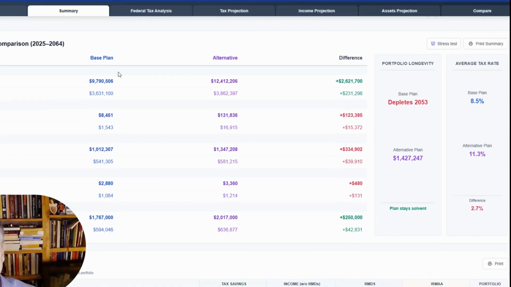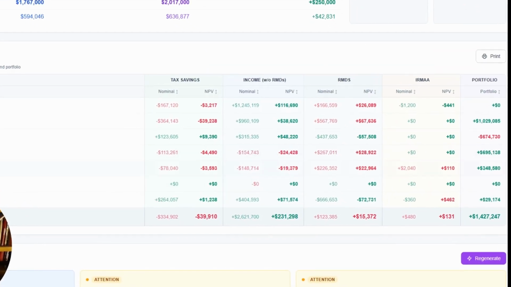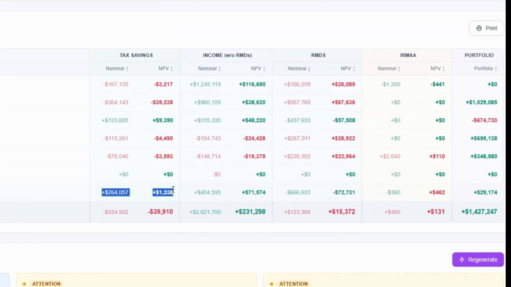If we look at, in this scenario, a fairly typical Roth IRA conversion, we can see that a conversion here is quite sound. $265,000 of nominal taxes saved. That really doesn't mean much. This number does. Our net present value taxes saved is $1,200. And while we do pay just a little bit more in IRMAA surcharges, we're still coming out ahead. So not only is it financially, economically sound, it gives us additional flexibility. This is a good thing to do.